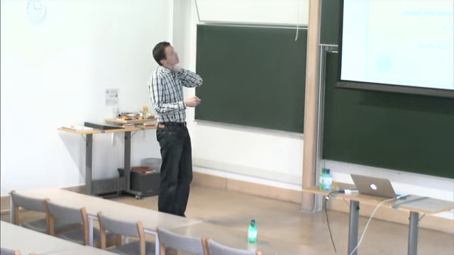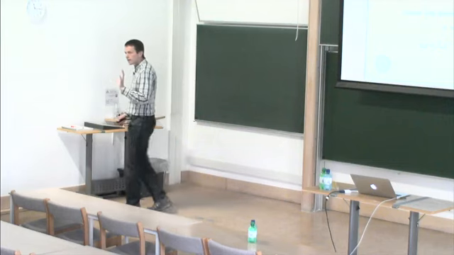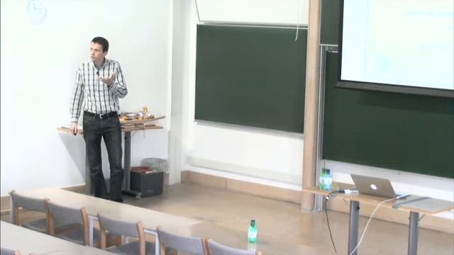So I'm writing here the field equations for a general charged spin fluid. These have been worked out by astrophysicists some decades ago even. But it turns out that I can simplify things quite a bit. Just for the effect that I'm looking for, I'm going to ignore the spin G factor of the electrons.